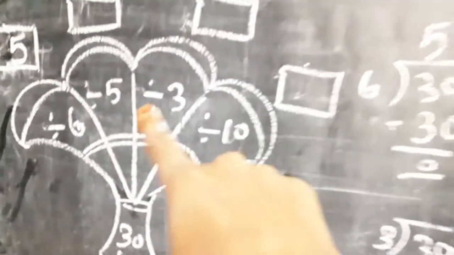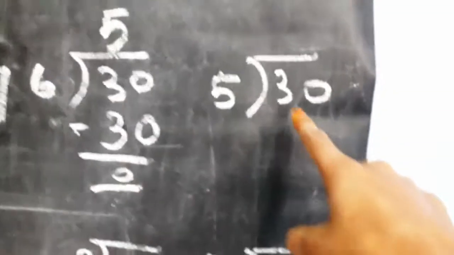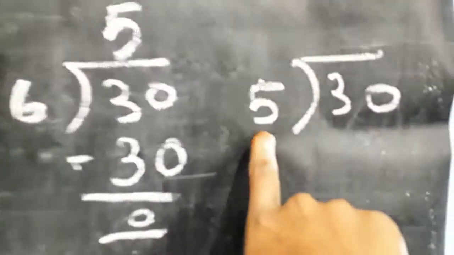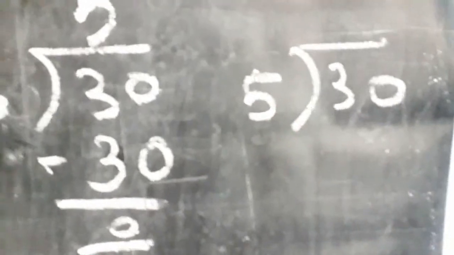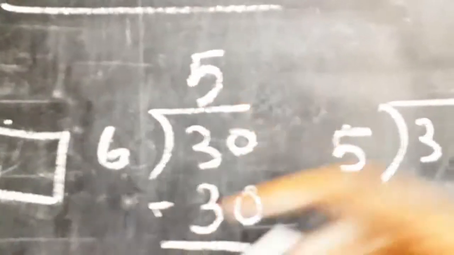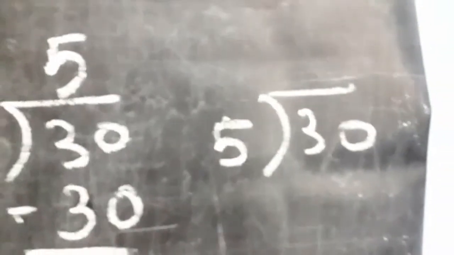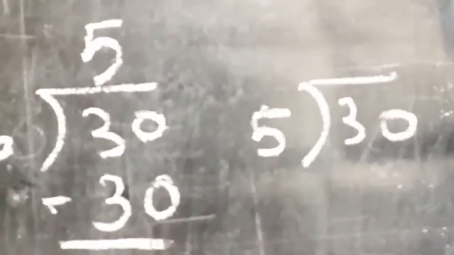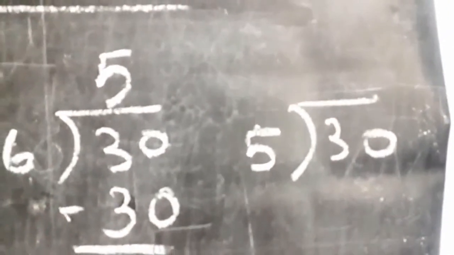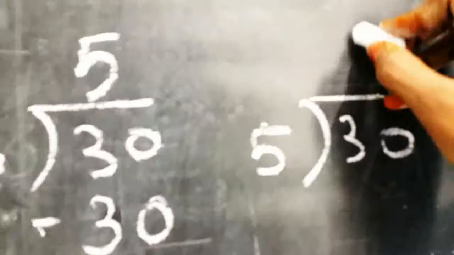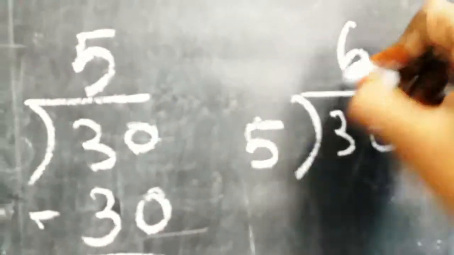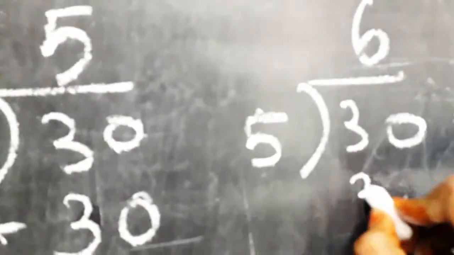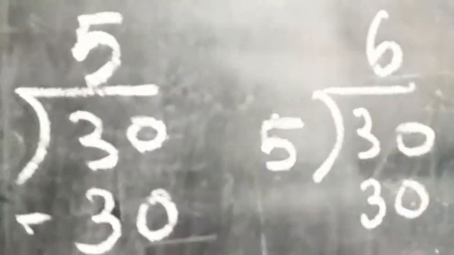Then 13 divided by 5. How many 5s are 30? Yes, 6 5s are 30. 1 5 is 5, 2 5s are 10, 3 5s are 15, 4 5s are 20, 5 5s are 25, 6 5s are 30. So you write the number 6. 6 5s are 30.